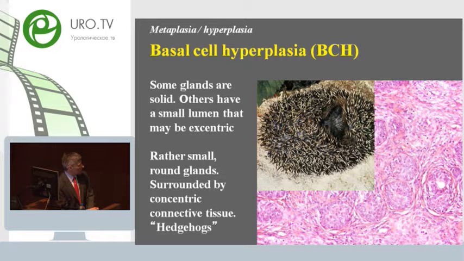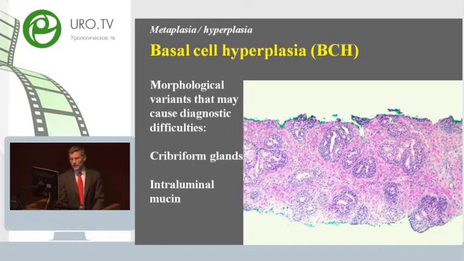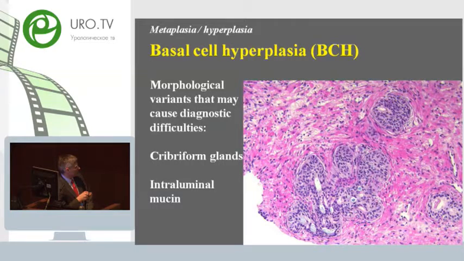The glands are very round and surrounded by a concentric stroma. Similar to the hedgehog, you have the feeling that they are not dangerous, they are not moving around, they are just lying there. I can move to the next one. Sometimes it may be a little bit more difficult. You may have cribriform glands, or you may have glands with some mucin, but these are still basal cells.